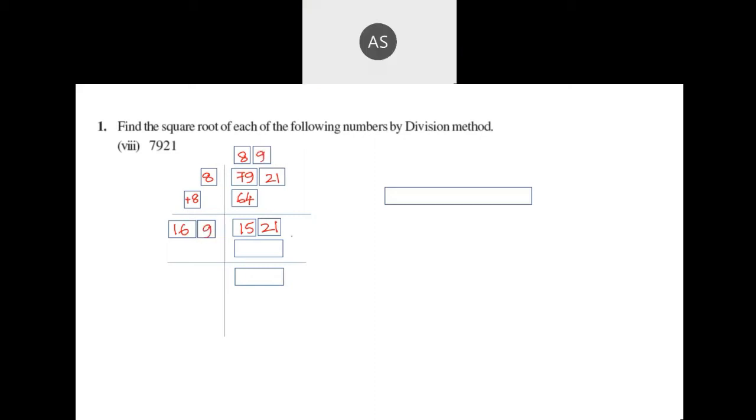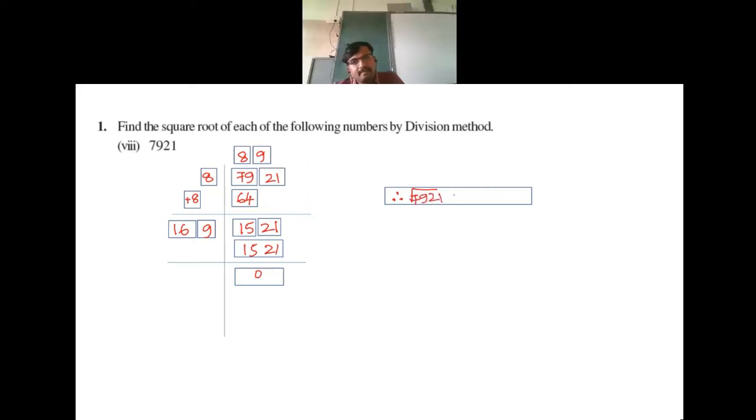9 nines are 81, 8 will be carry. 9 sixes are 54. 54 plus 8 is 62. 6 plus 9 is 15. So exactly we get 15. Remainder is 0. Then the answer is 89. 89 is the answer, 89 squared is not the answer. Yes, the square root of 7,921 is equal to 89.